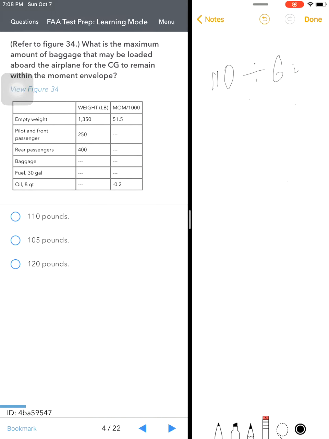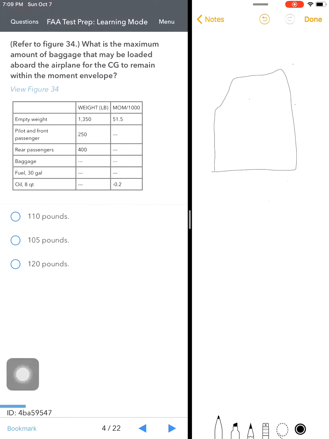This question here is a little bit more complicated, but it's not that complicated. It says, what is the maximum amount of baggage that may be loaded aboard the airplane for the center of gravity to remain within the moment envelope? Basically it's asking how much more baggage you can load so you can stay within this envelope. We have a couple of answers here, but we will work it out. So this question needs a little bit of work.